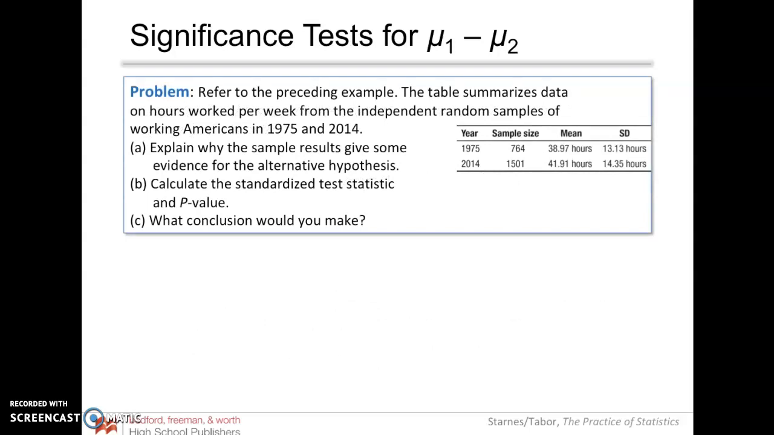Okay. So, in the previous example, explain why the sample results give some evidence for the alternative hypothesis, and calculate the standardized test statistic and p-value, and then what conclusion would we make.